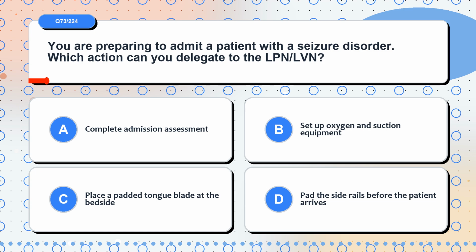Question 73. You are preparing to admit a patient with a seizure disorder. Which action can you delegate to the LPN/LVN? Here are the options. Option A, complete admission assessment. Option B, set up oxygen and suction equipment. Option C, place a padded tongue blade at the bedside. Option D, pad the side rails before the patient arrives.